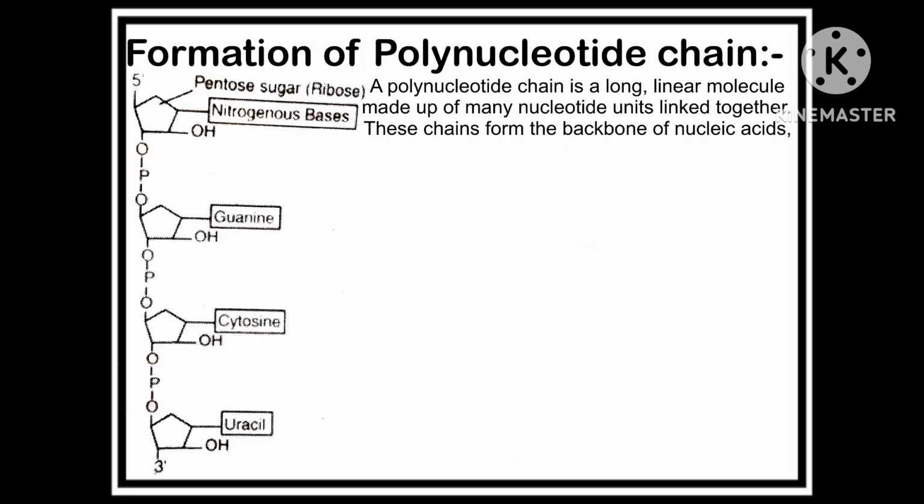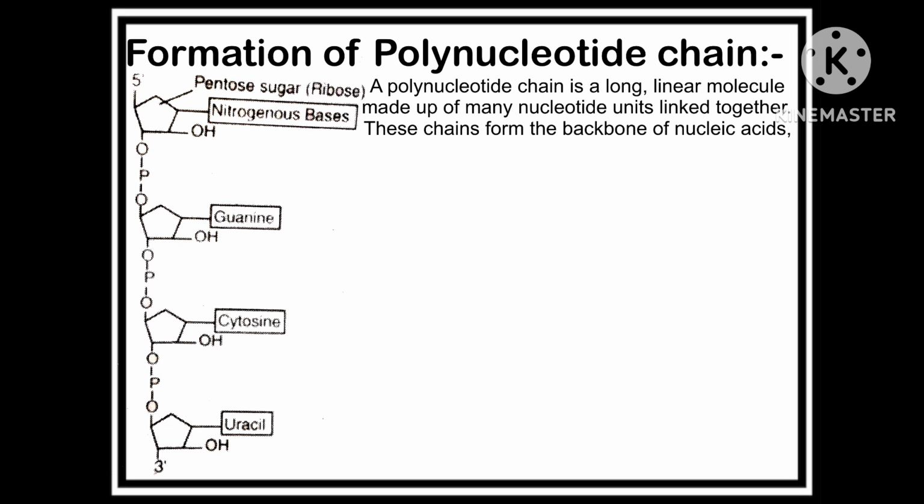Now we will see the formation of a typical polynucleotide chain. So basically, what are these polynucleotides? See, a polynucleotide chain is a long linear molecule made up of many nucleotide units linked together. These chains form the backbone of nucleic acids such as DNA and RNA, and I will explain why.